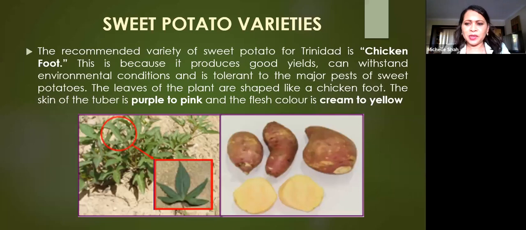So we start the second half with talking about sweet potato. The recommended variety of sweet potato in Trinidad is the chicken foot. This is because it produces good yields, can withstand environmental conditions, and is tolerant to the major pests of sweet potato. The leaves of the plant are shaped like a chicken foot, and the skin of the tuber is purple to pink, and the flesh color is cream to yellow. So the leaf shape is what has given it that name.